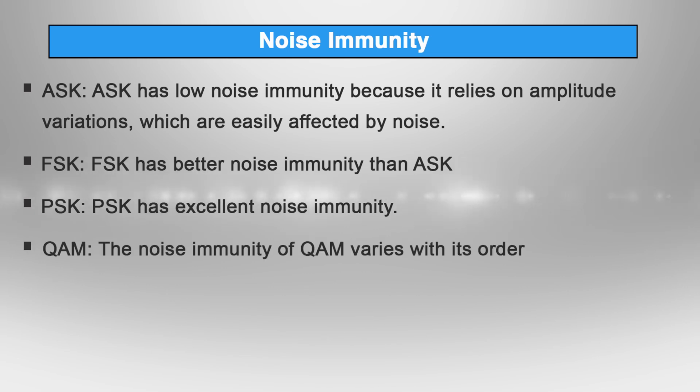In QAM, noise immunity decreases with higher modulation orders, while lower order QAM provides reasonable noise resistance. High order QAM is more susceptible to noise and interference. QAM is used in high speed communication systems where noise and interference management is critical and advanced error correction techniques are employed to maintain performance.